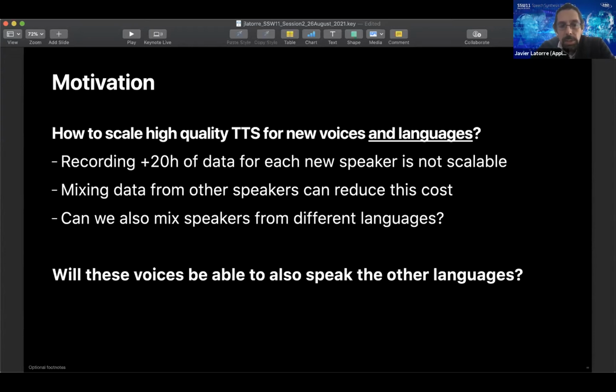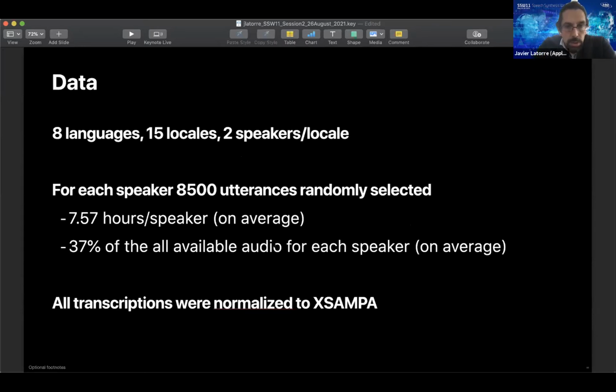But then the second question that we wanted to check is that, since we are going to train in a multilingual environment, will the voices that we create in that way still be polyglots? Will they still be able to speak more than one language? So to try to answer those 2 questions, we designed a pretty large experiment.